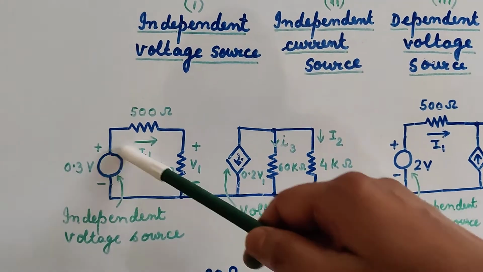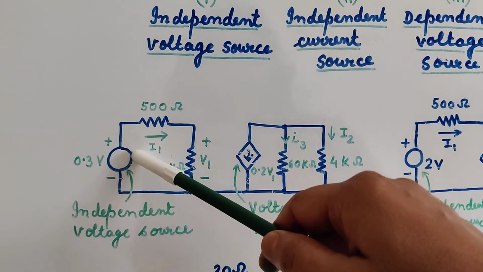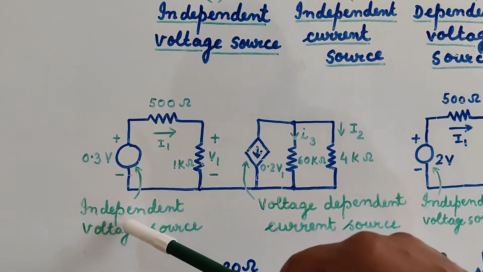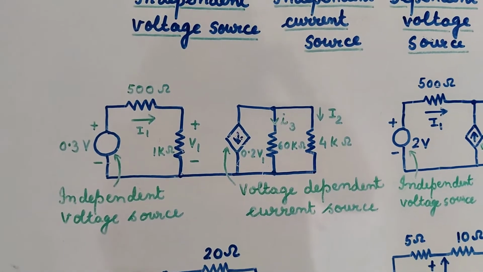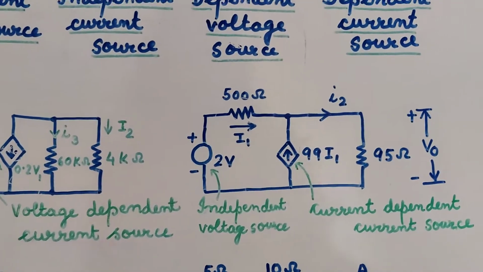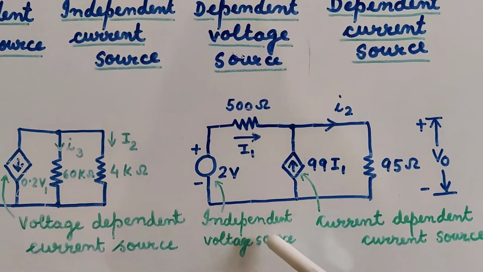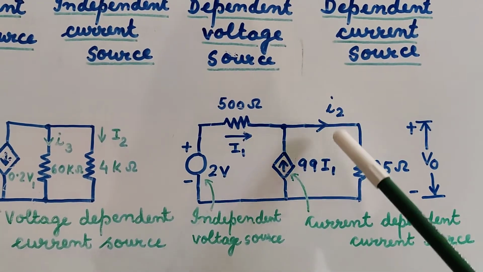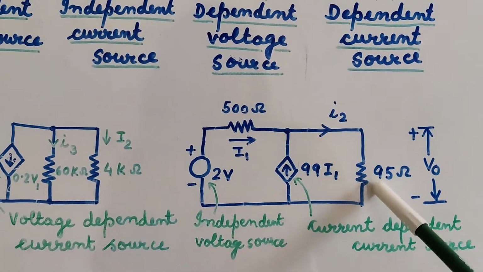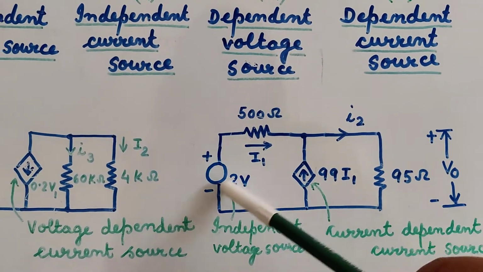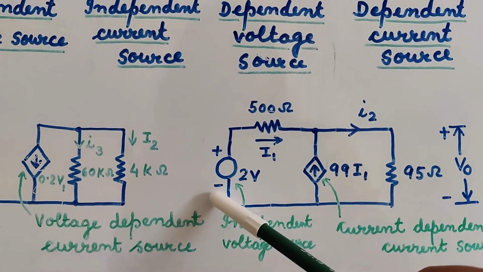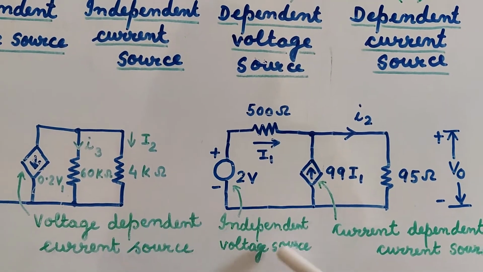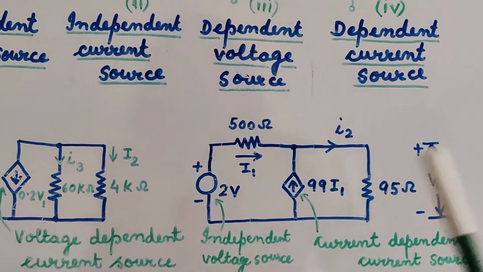Similarly, this source is represented by a circle symbol, so this is an independent source, and with plus and minus polarity, it is an independent voltage source. Now let us consider the next circuit diagram. From this circuit diagram, we find that there are various circuit elements. These are the sources and these are the resistors. This is a circle symbol, and since there is plus minus polarity, this is a voltage source and it is an independent source. So this is the symbol of an independent voltage source whose value is 2 volts.